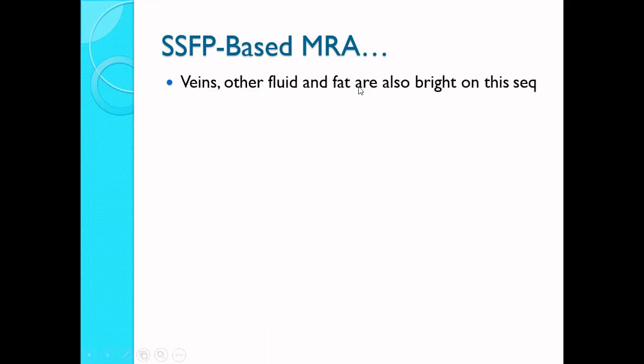Veins and other fluids as well as the fats may appear bright on this sequence as well, but subtraction is required. By subtraction we mean we will have one image that will be a mask image. A mask image is something like this: if you are doing a T2 weighted image for a particular area, for a particular arterial system, then on the T2 the thing will appear bright when there is fluid.